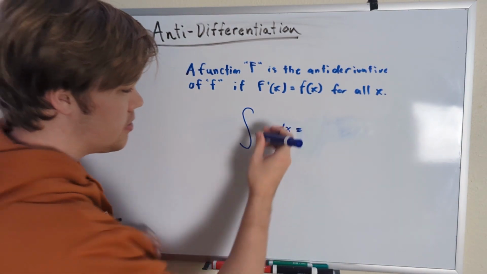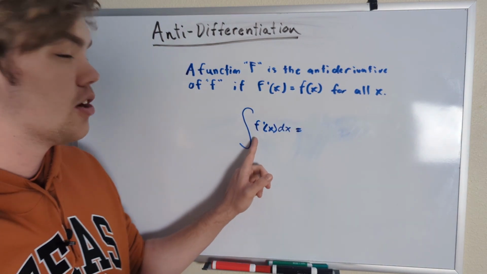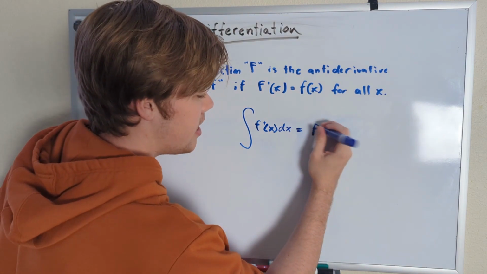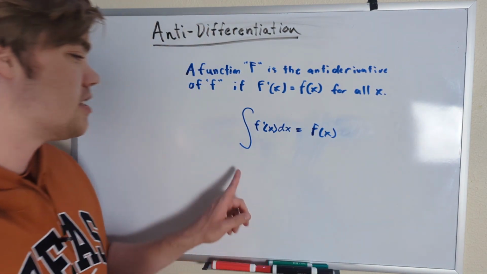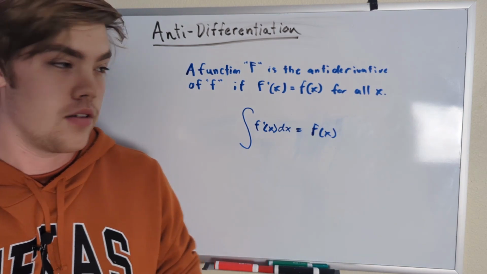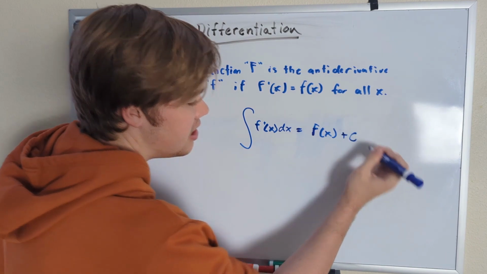In more general terms, f prime of x, remember f prime is just another way to say the derivative of a function, the antiderivative of f prime of x dx is equal to f of x, the original function. This is the most general way to write our notation. I also want to emphasize something very important. Whenever you're taking the antiderivative, you have to add a plus c to the end.